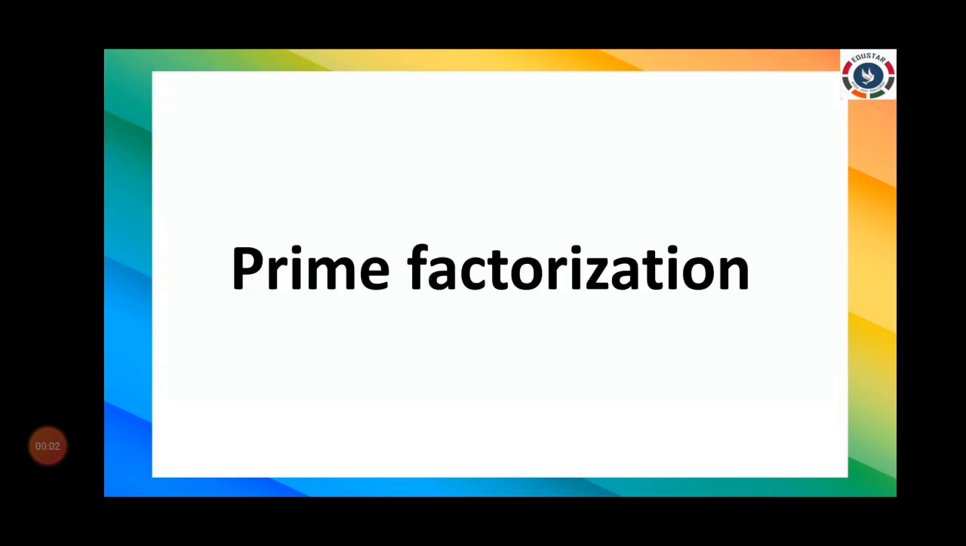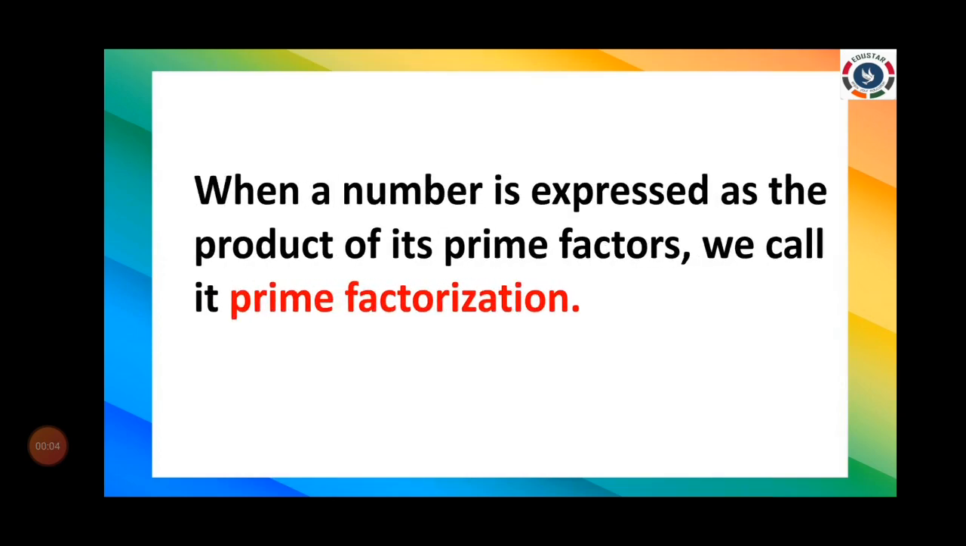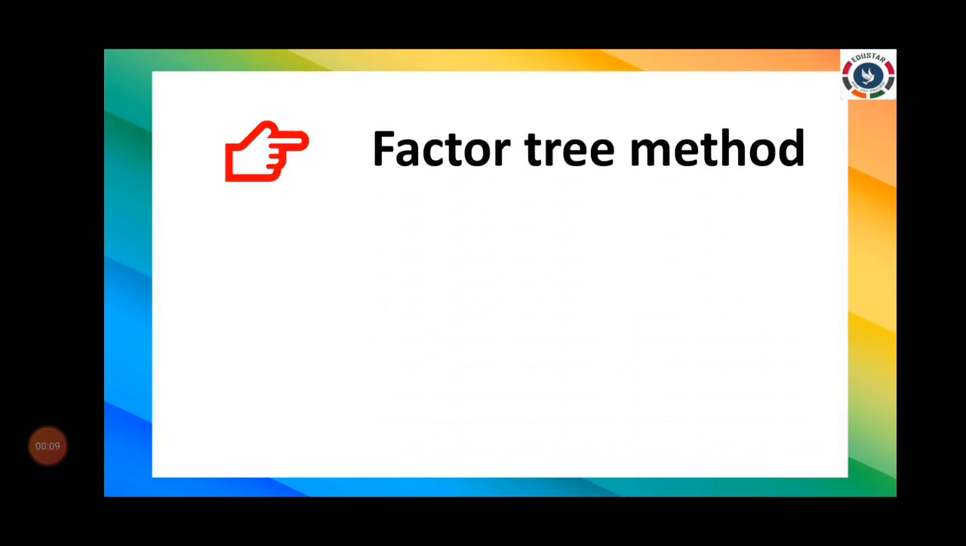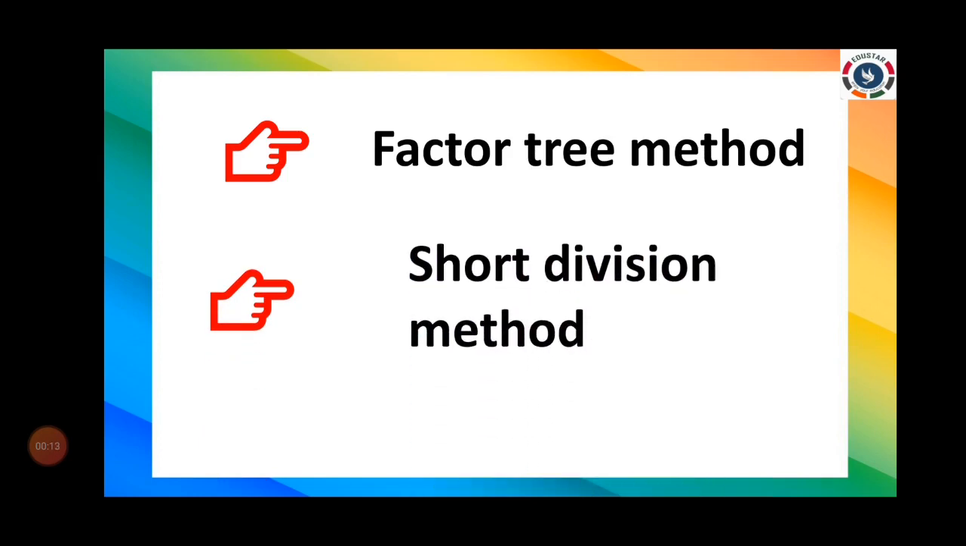Then prime factorization. When a number is expressed as the product of its prime factors, we call it prime factorization. There are two methods to find prime factorization. The first method is the factor tree method and the second method is the short division method. Now I am going to explain one by one how to find the prime factorization of a number.